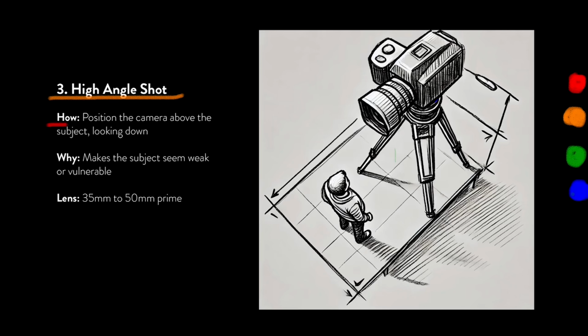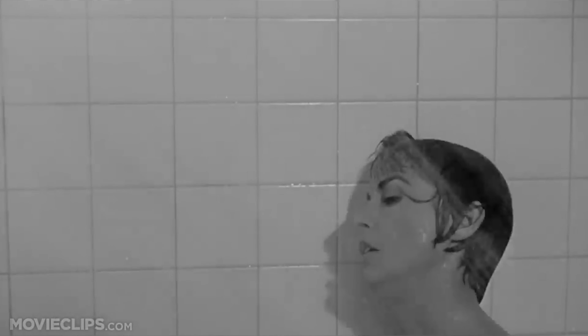Number 3, the high angle. Position the camera above the subject, looking down. This makes the subject seem weak and vulnerable. The best lenses to use are the 35 to 50mm prime lenses. The classic film Psycho uses a high angle shot after the famous shower scene. This makes her look vulnerable and powerless.